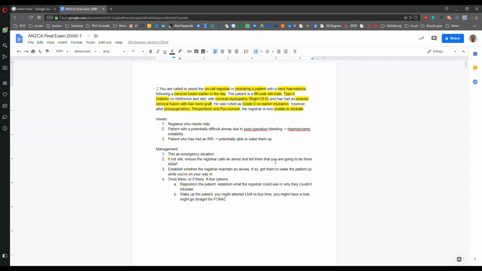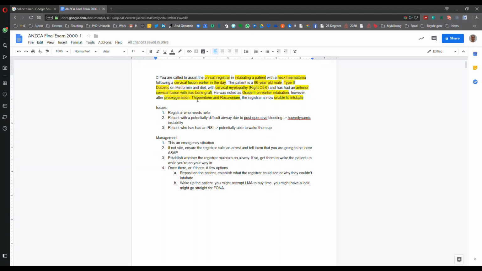So you can see here what I've done is, I've tried to highlight the important things. And then I've tried to synthesize it. Basically, this whole scenario is saying, how mature are you as an anaesthetist? What are you going to do? And I think the most important thing here is to recognize this is an emergency. This isn't something that you stuff around with.